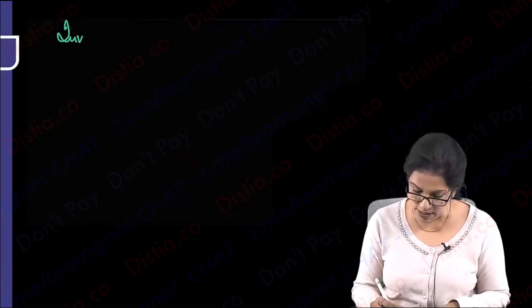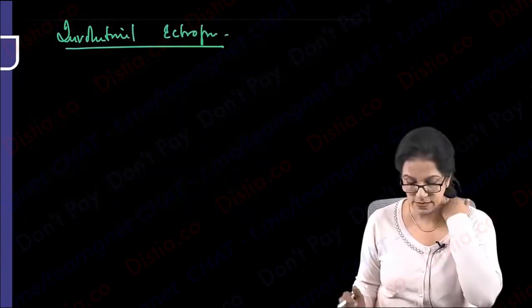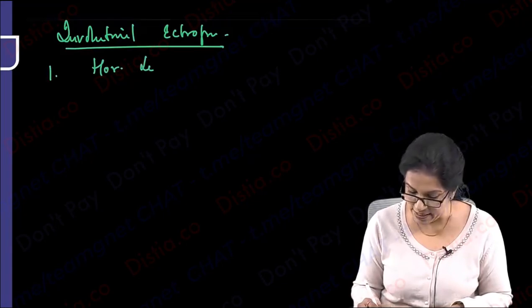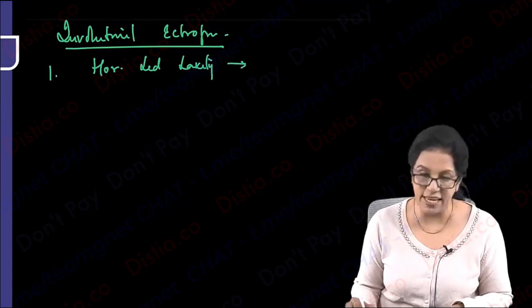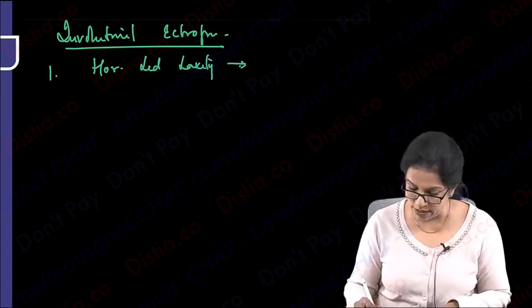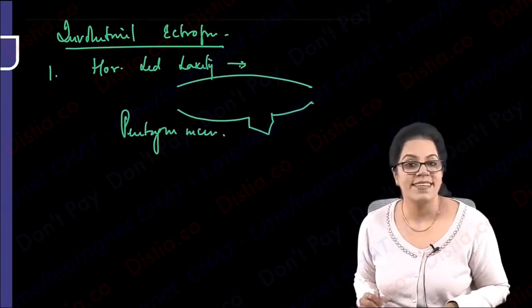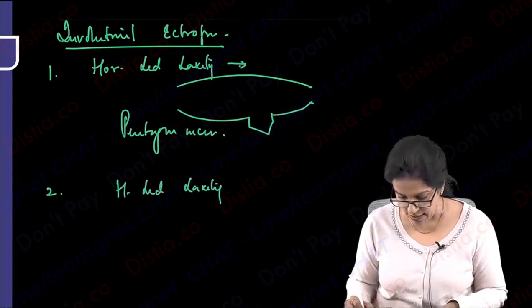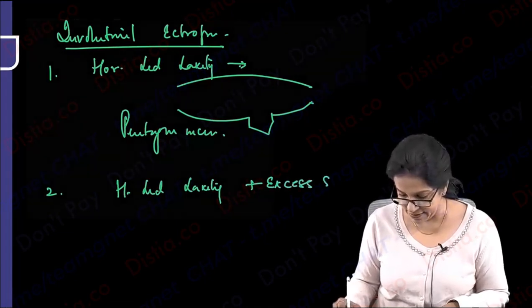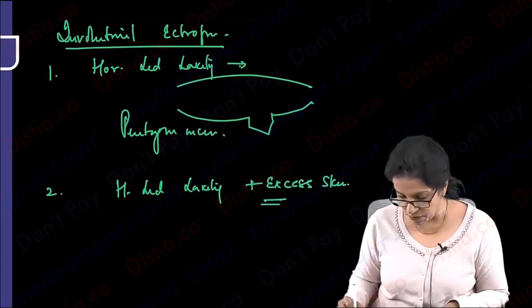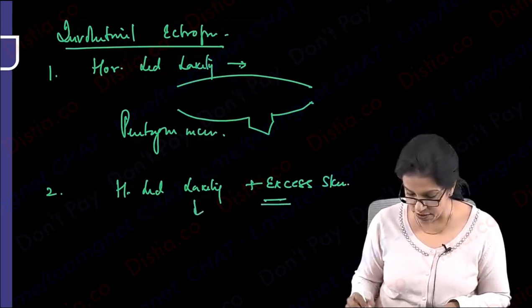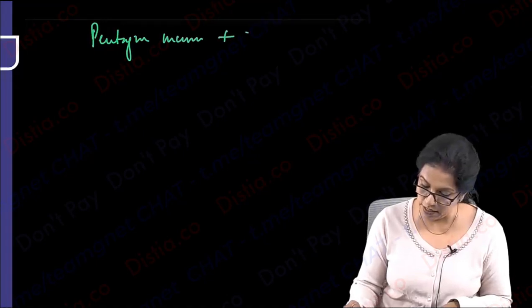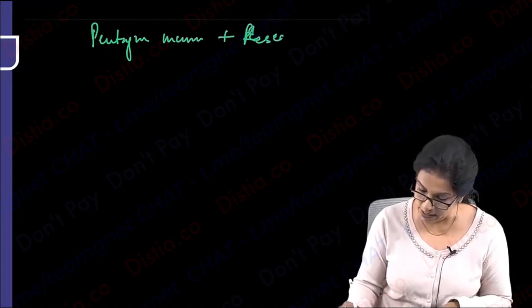First is involutional ectropion. When it is involutional ectropion, one is it is happening due to horizontal lid laxity. If this is the case, of course you can go for a pentagon incision. Second, what you can see is that along with the horizontal lid laxity, there is also excessive skin. So you have to resect this also. So in this procedure, we are doing a pentagon incision, and along with it we are also resecting the excessive skin.